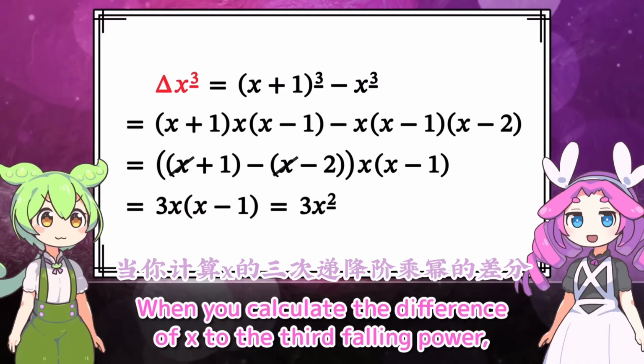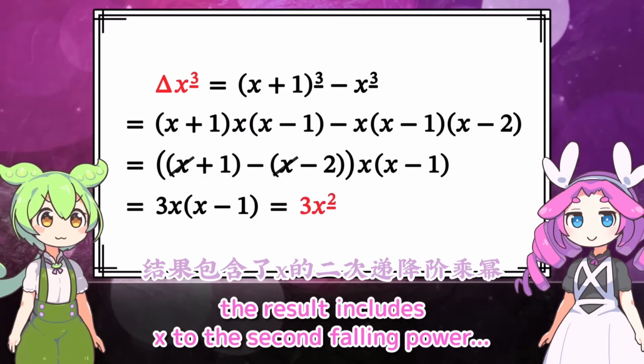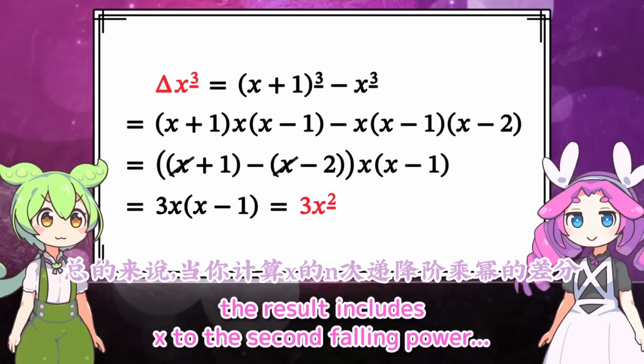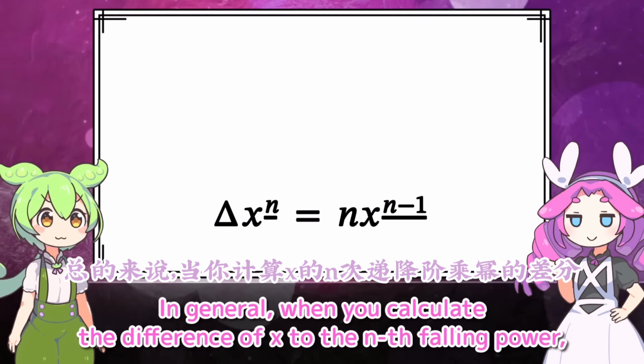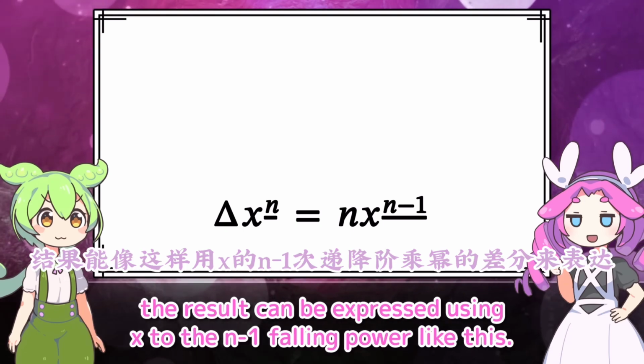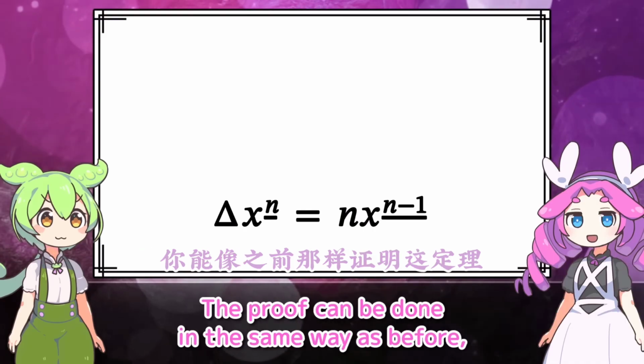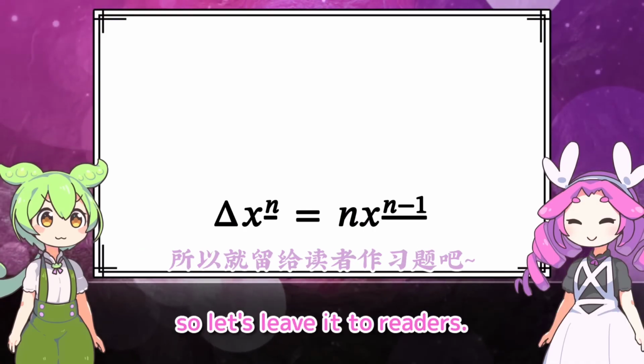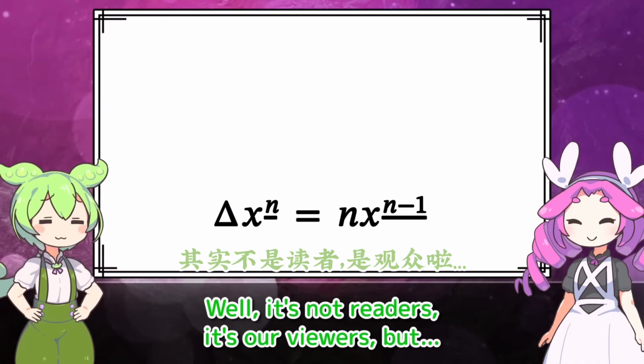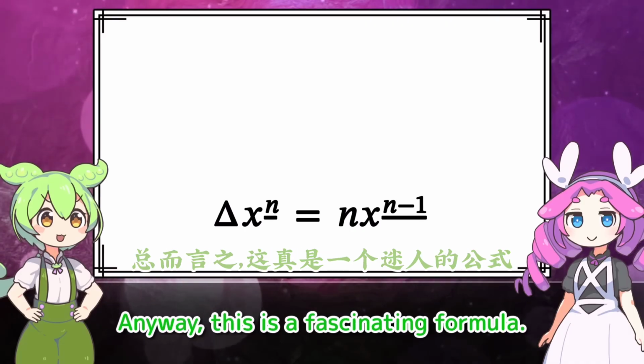When you calculate the difference of x to the third falling power, the result includes x to the second falling power. In general, when you calculate the difference of x to the nth falling power, the result can be expressed using x to the n-1 falling power like this. The proof can be done in the same way as before, so let's leave it to readers. Well, it's not readers, it's our viewers, but anyway, this is a fascinating formula.